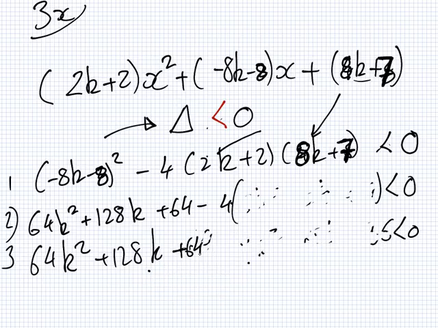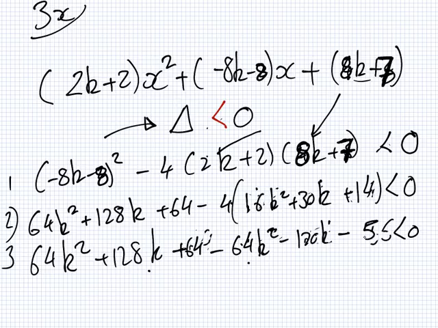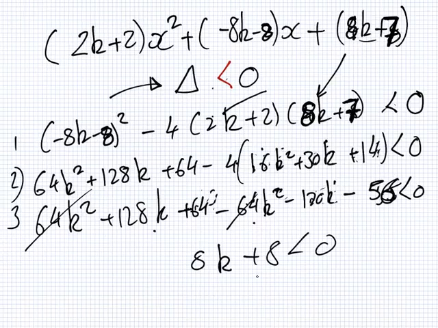Okay, plus 64. 16k squared. 14 and 16, 30, isn't it? 30k plus 14. Minus 64k squared minus 120k minus 56. That's better, because I made these questions so that that would cancel with that. 128 minus 120 is 8. 64 minus 56 is 8. All nice and good now.